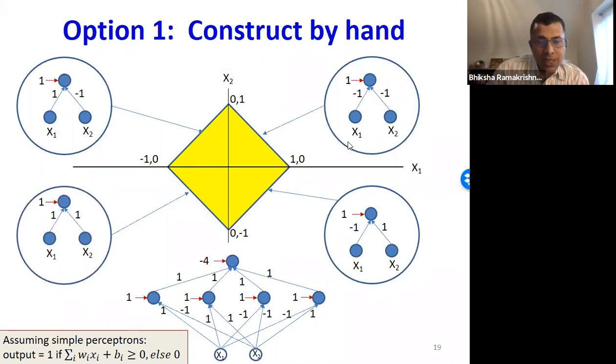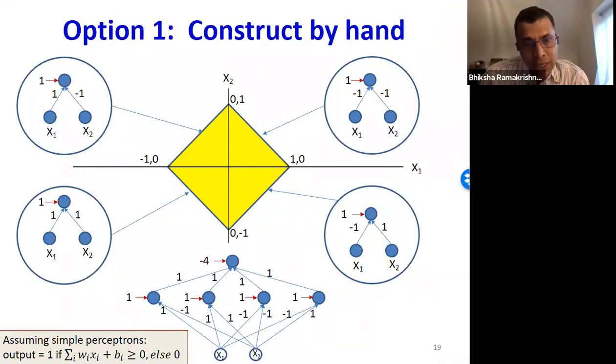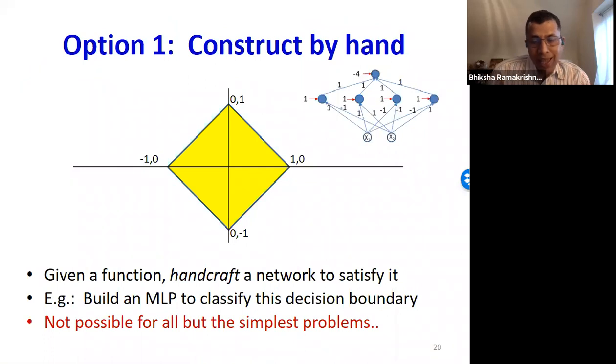Now, what's the problem with this approach? Anybody want to tell me? Anyone? Need to know the decision boundary beforehand, right? Yeah, number one, I need to know the decision boundary beforehand. And secondly, except for the simplest problems, it's simply not possible to do something of this kind by hand, right? Handcrafting networks is a tedious and possibly impossible task. So it's back to the drawing board.